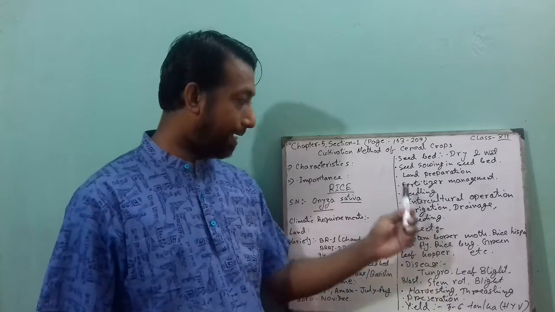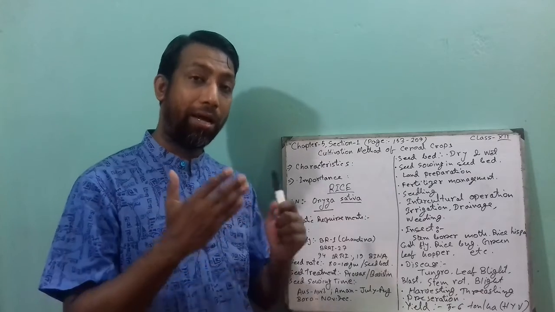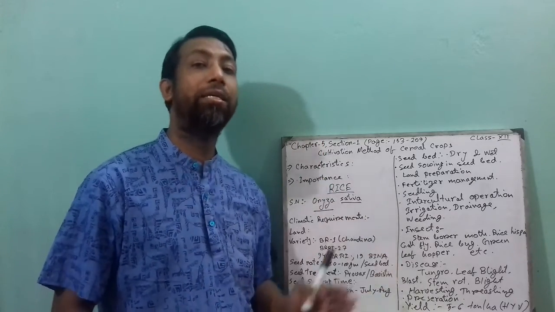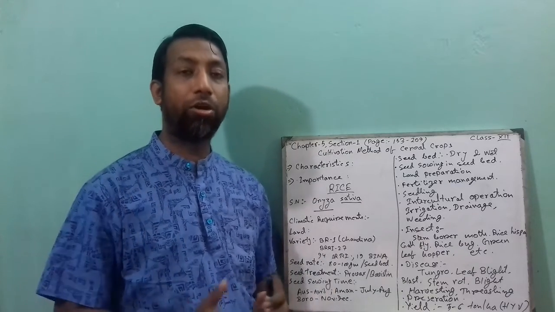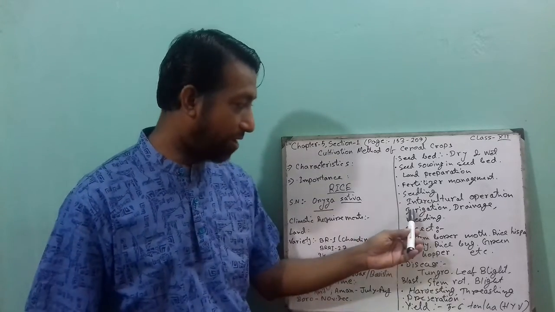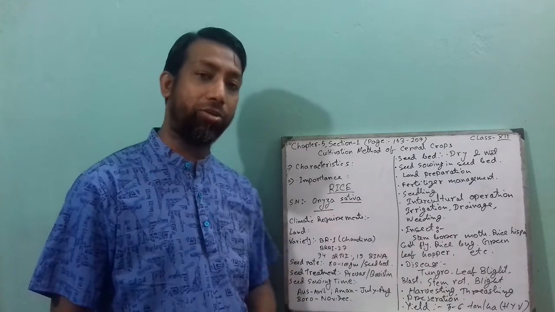Next point is intercultural operation. Intercultural operation means the practice we do from sowing the seed to collecting the crop, or harvesting, this time period. The intercultural operations are irrigation, drainage, and weeding. Let's talk about the irrigation.